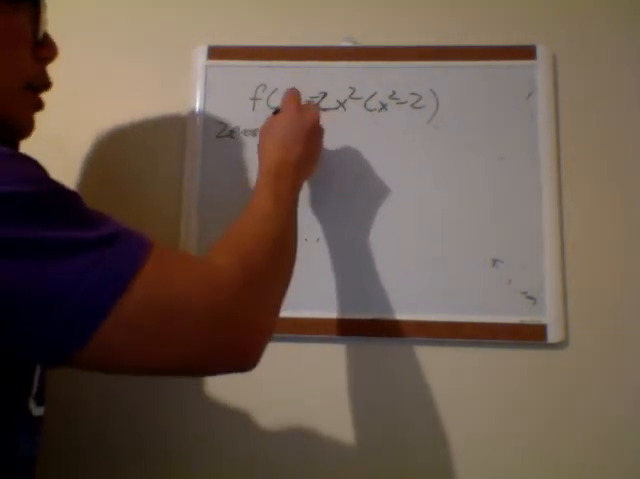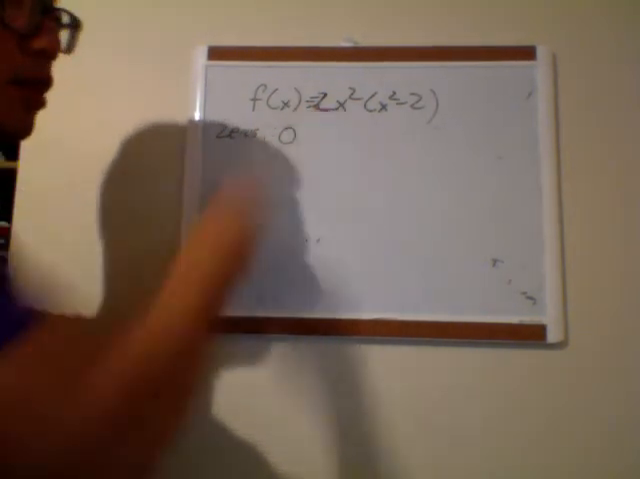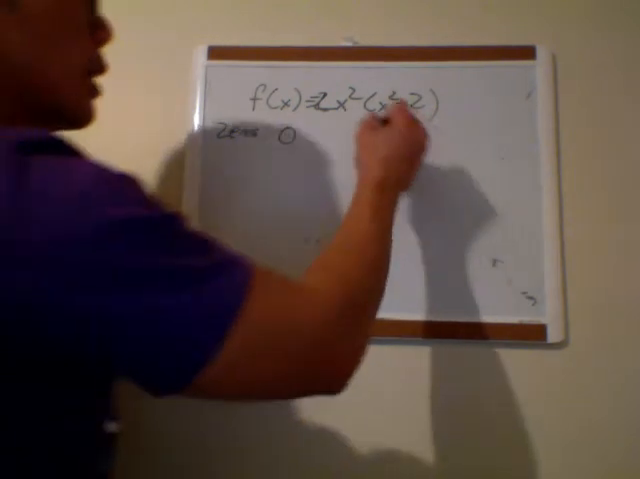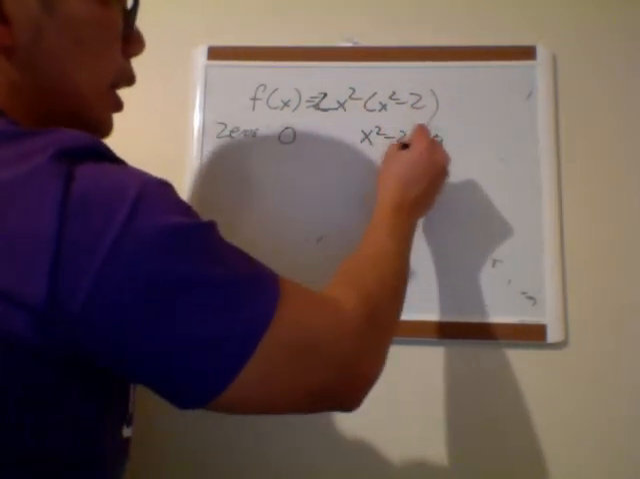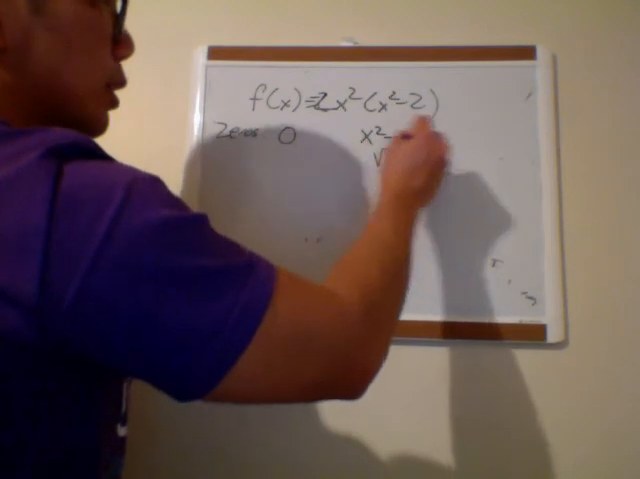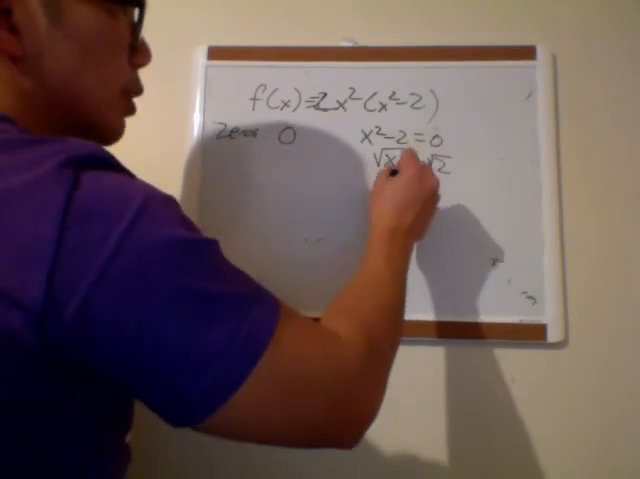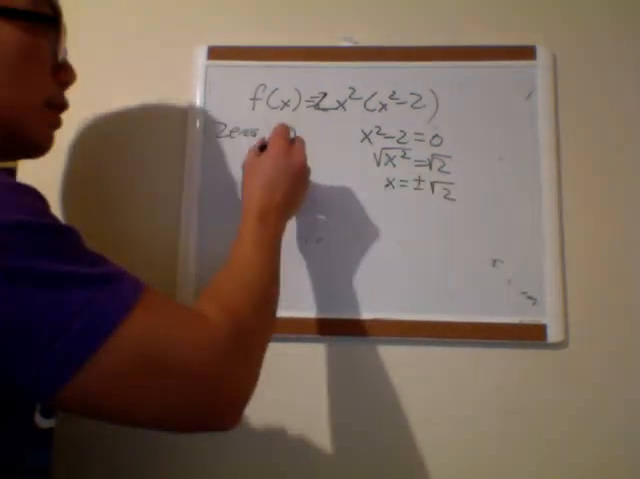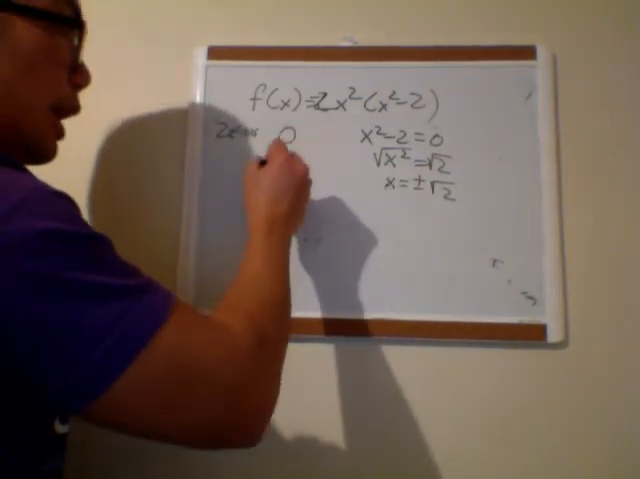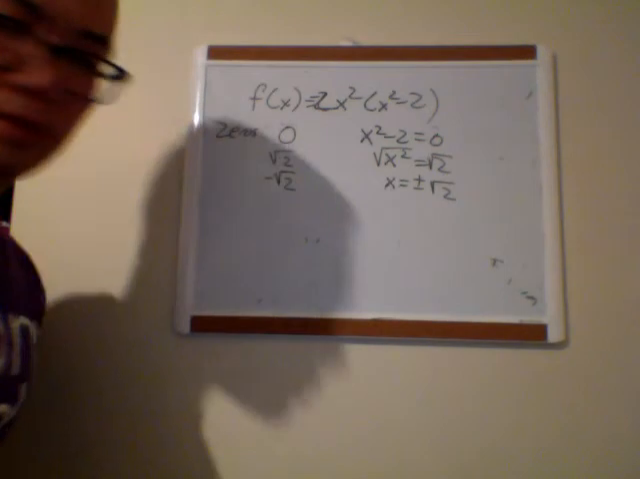Most of you got that there will be a 0 at 0, since 2x squared is equal to 0. But now think about this. If I have x squared minus 2 is equal to 0, I get x squared is equal to 2, and I take the square root of both sides. So x is equal to plus or minus root 2. So I have a 0 at root 2 and negative root 2.